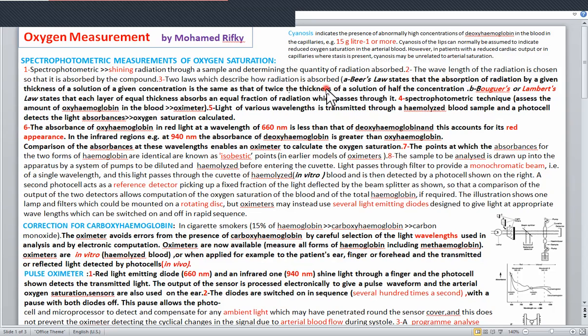There are two laws that you must recognize during spectrophotometric measurement. First of all, Beer's law, which correlates the thickness of the media to the concentration. And the second one is Bouguer's or Lambert's law, which states that different thicknesses of different materials absorb light at the same frequency. You see?